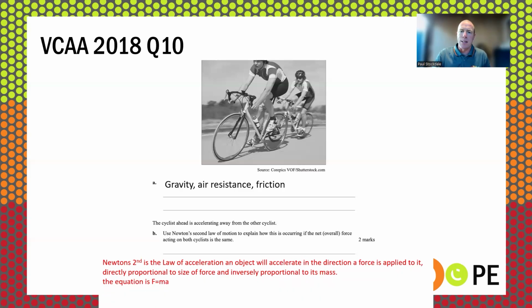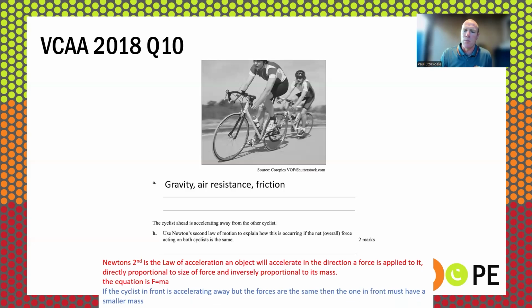Now, force is the same, but we know the cyclist ahead is accelerating faster. So there's only one possible explanation for this, that that person has the lighter mass. If you started talking about how they must apply a greater force, or they're not accelerating as fast, you've overcomplicated it. What you've got to know is that VCAA have given us two points. You've just got to fill in the blanks for that third point. In this case, mass, and it has to be that the cyclist in front has that lower mass.